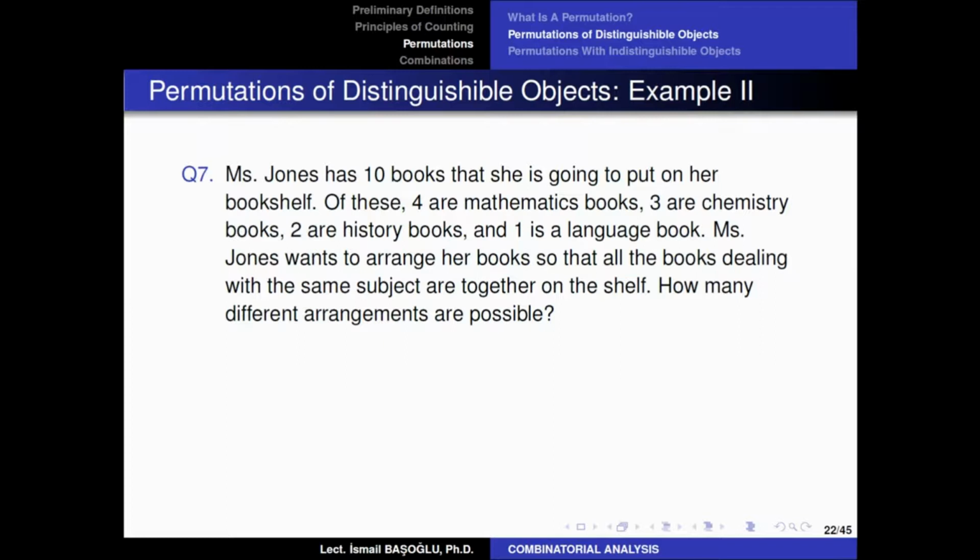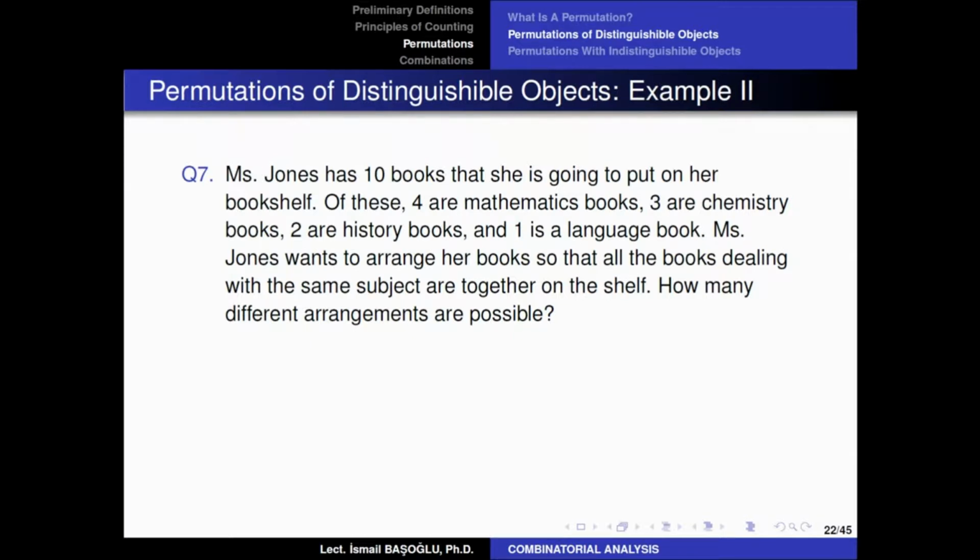Miss Jones is not going to just randomly order these books on the shelf. Her intention is to put mathematics books close to each other as a group, chemistry books close to each other as a group, history books close to each other as a group, and because the language book is a single book, it is already grouped by itself. Okay, so there is this constraint. How many different arrangements we can create under this constraint is being asked.